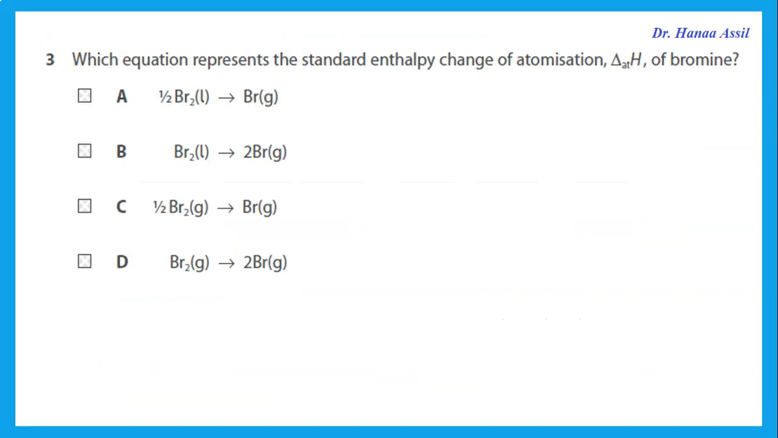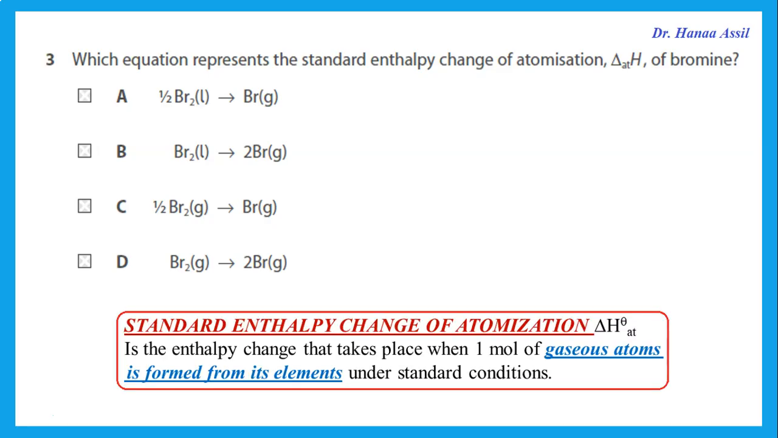Which equation represents the standard enthalpy change of atomization of bromine? So let's remind ourselves first, what is standard enthalpy change of atomization? Standard enthalpy change of atomization is the enthalpy change that takes place when 1 mole of gaseous atoms is formed from its elements under standard conditions. So we're looking for something that gives 1 mole as a product. So that means B and D are wrong.